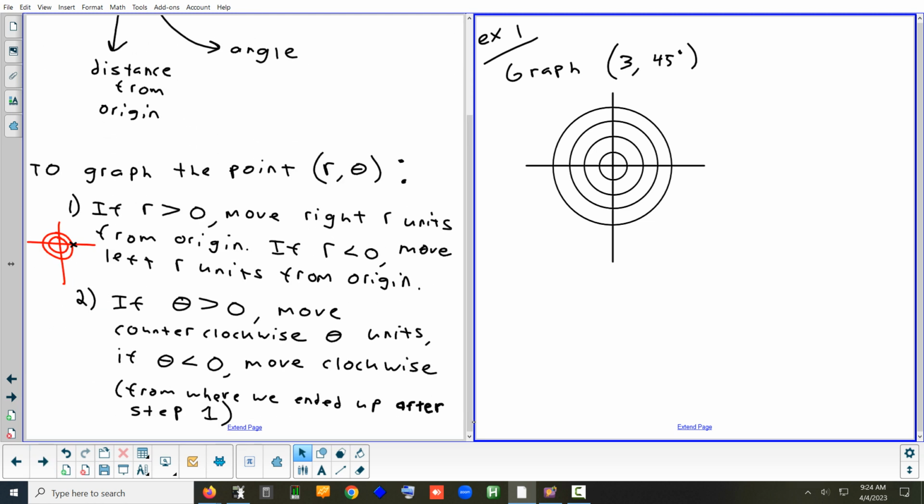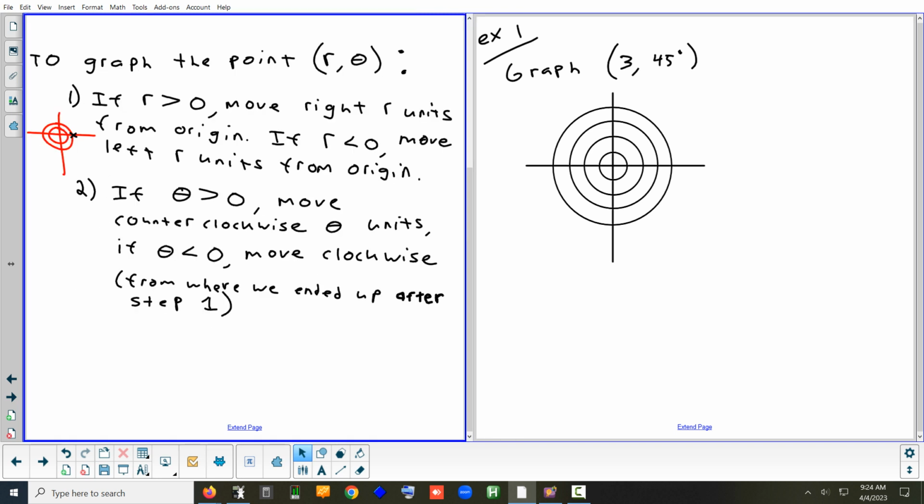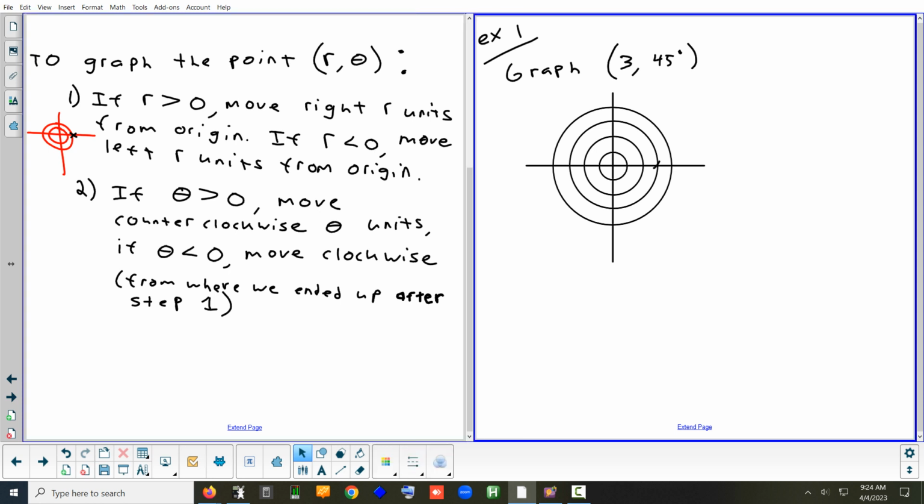Okay, so let's look at this one. 3, 45 degrees. What is my distance that I'm going to be from the origin? 3 units. And which way am I going to go? 3 to the right or 3 to the left? 3 to the right. So we're going to start by going 3 to the right. I'm going to put a temporary mark right there. That's not the answer. That's just where I'm going to do step 2 from now.